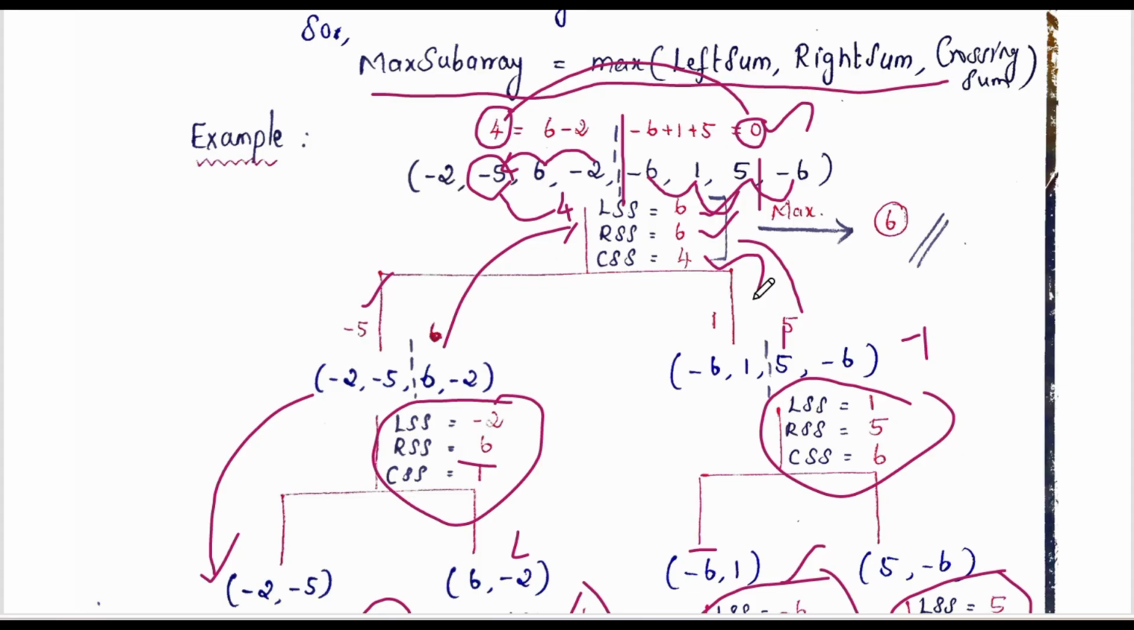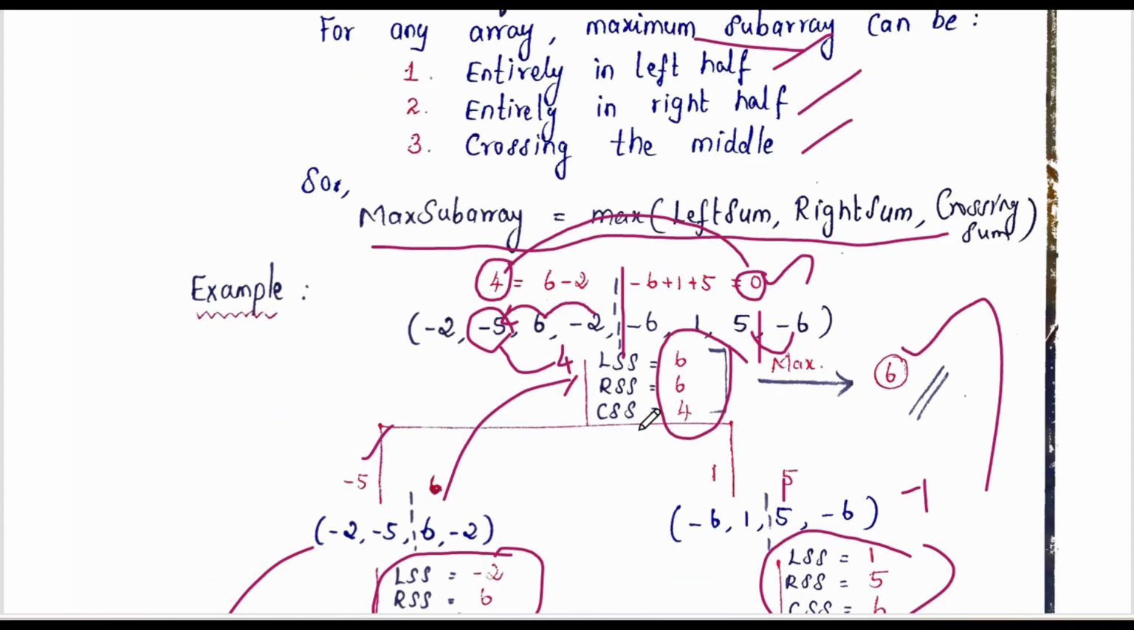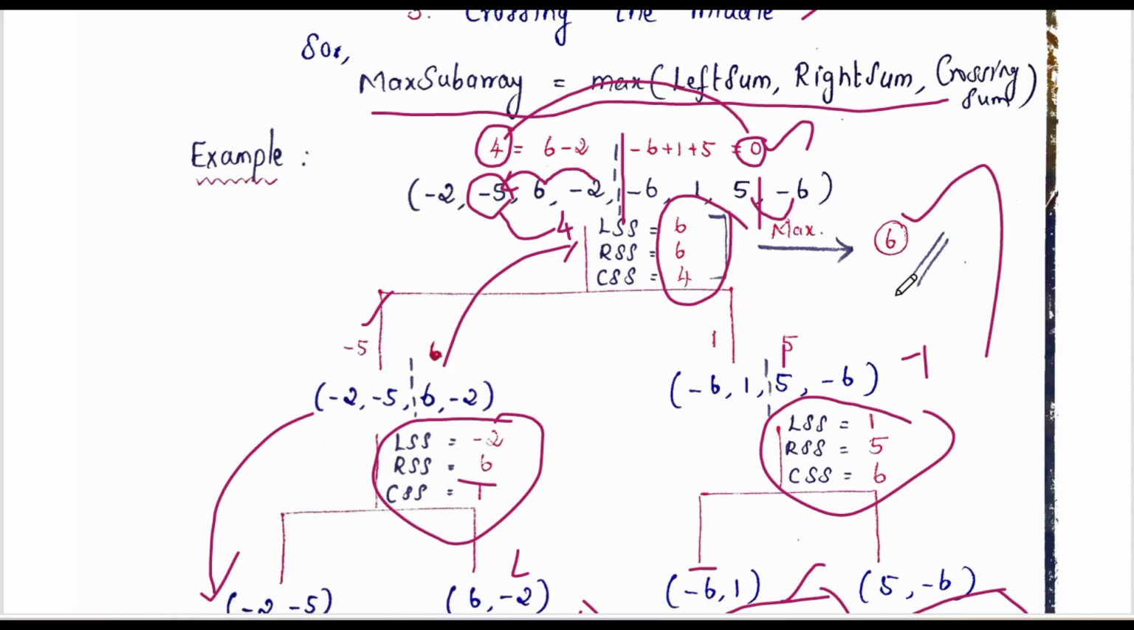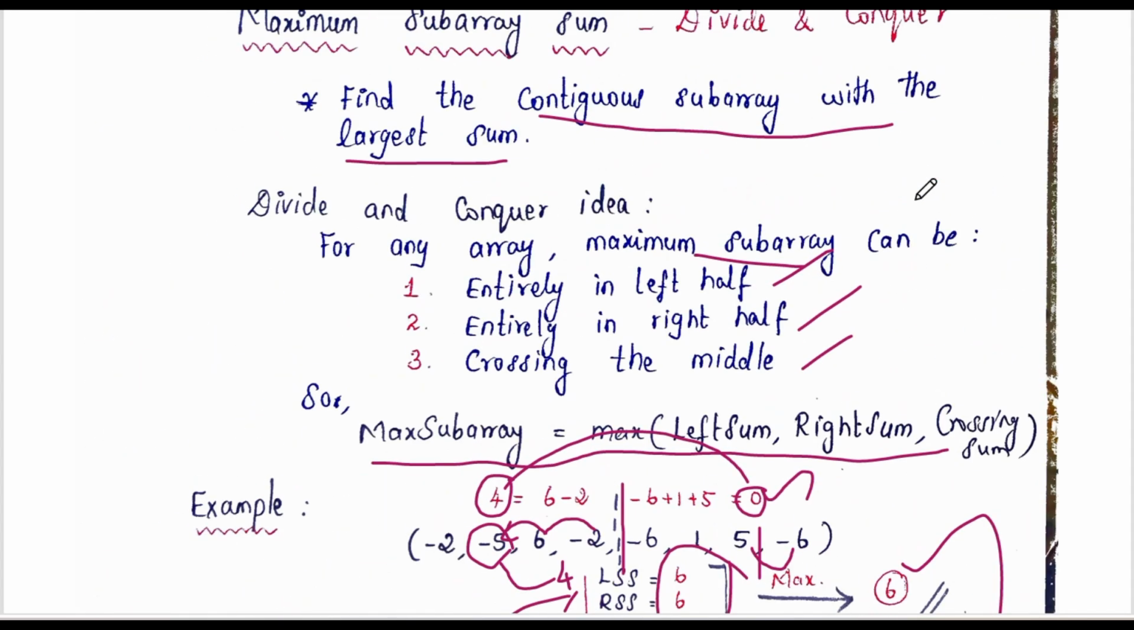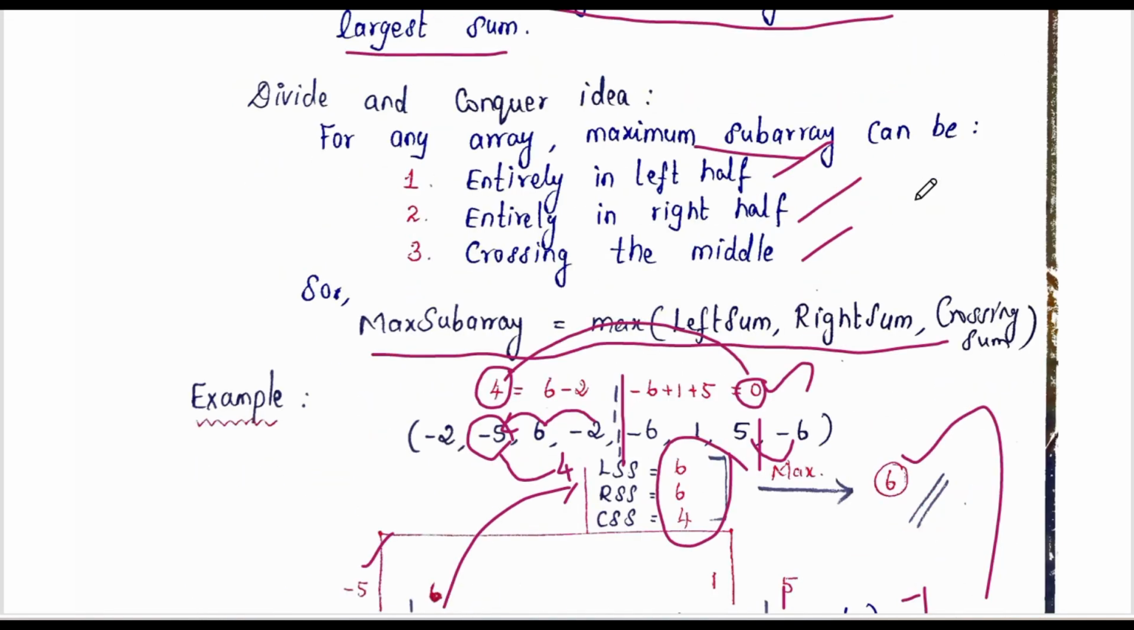Then how to find the final step? Maximum of subarray equals max of left sum, comma, right sum, comma, crossing sum, right? So what are the final LSS, RSS, CSS? Which one is maximum among these? This is the final, right? Which one is maximum? 6 is maximum. So this is the answer of this problem. In this array, the maximum sum subarray is 6. Okay. This is the procedure behind this maximum subarray sum using the divide and conquer technique.